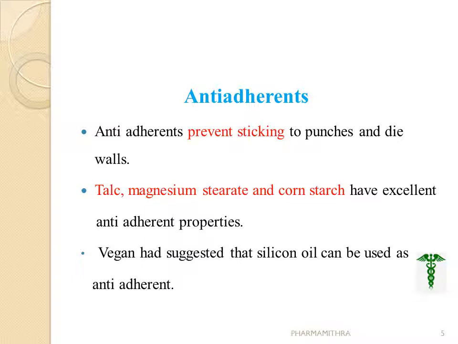Next excipient is anti-adherents. These are included to prevent sticking to the punches and die walls. Examples of anti-adherents are talc, magnesium stearate, and cornstarch, which act as excellent anti-adhesives. The scientist Wagner also suggested silicone oil as an anti-adherent.